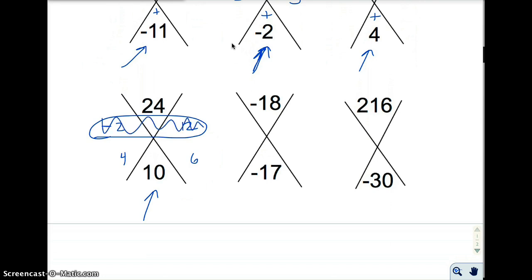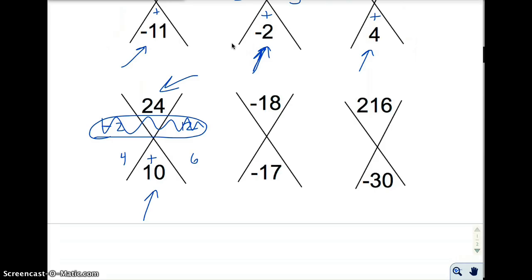So I'm going to use the 4 and 6. Well, 4 and 6 automatically add up to 10. So 4 plus 6 is 10. And 4 times 6 gives me 24. It looks like 4 and 6 are the numbers I want to use. Okay. Next one I have negative 18 on top and negative 17 on the bottom.